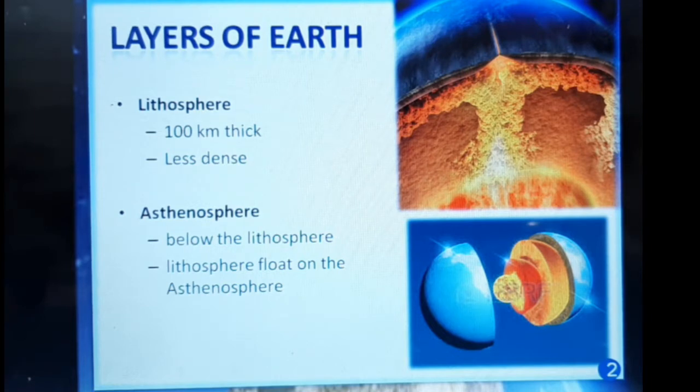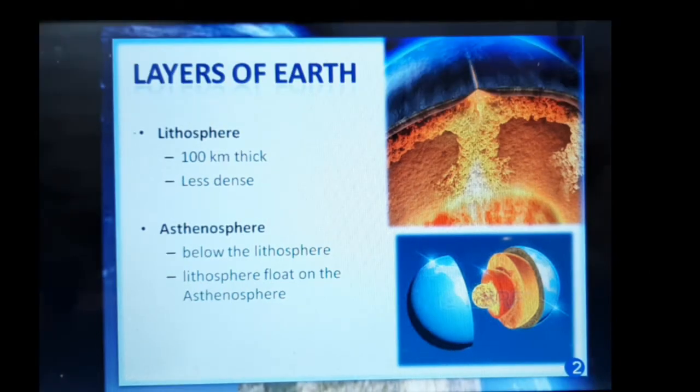Lithosphere is about 100 km thick. It is less dense than asthenosphere. Asthenosphere is below lithosphere. Lithosphere floats on top of asthenosphere. Asthenosphere contains magma or hot molten rocks.